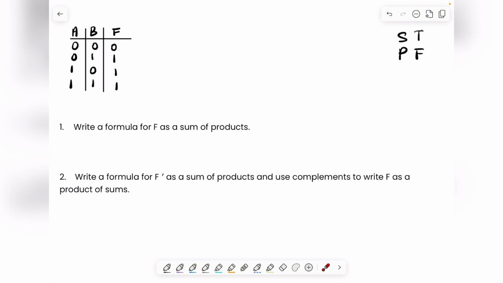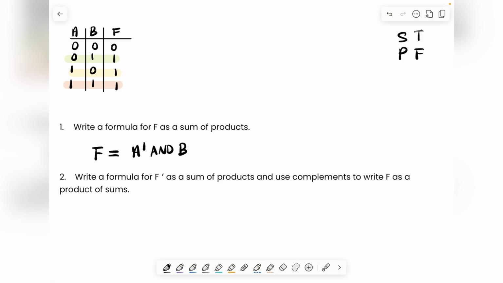So essentially, we're looking for all of the cases for when F is true. Remember, true means 1, so we're looking for when F is 1. That's here, here, and here. So our formula can be equal to the first case for when F is true, and that is when A is false and B is true. So the first case is A is false, so A prime, and B is true, so we just write B as is.